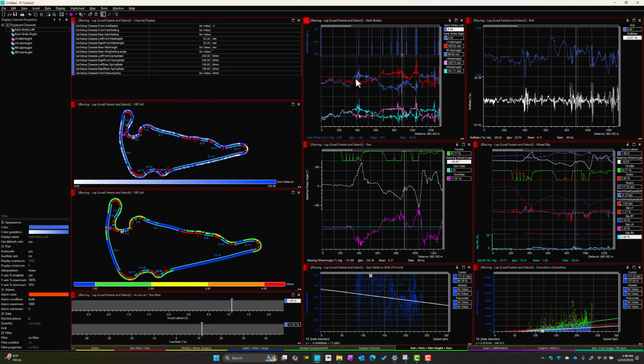And again, we have the ride height data to dig into. On the right, we have roll and roll rate. So roll velocity. So this is how much the car is rolling in a given corner.